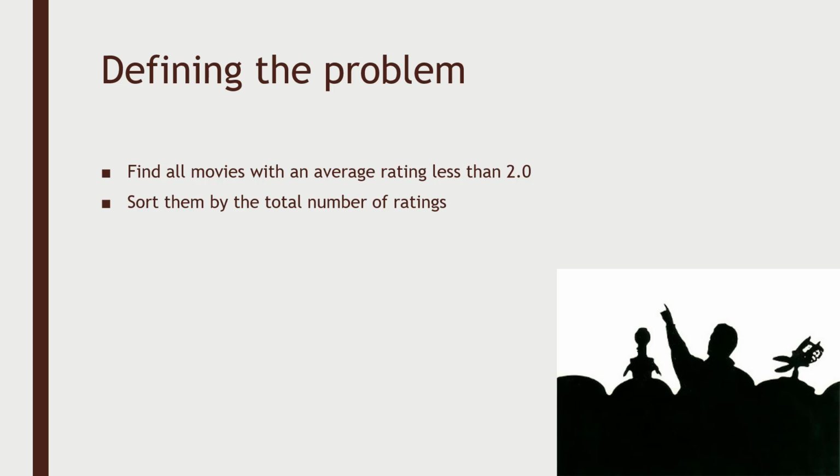And then I want you to sort them by the total number of ratings. So we want to get the most popular bad movies in the MovieLens dataset. The bad movies that have done the most damage to people's psyches in whole. So this is kind of a fun little issue.